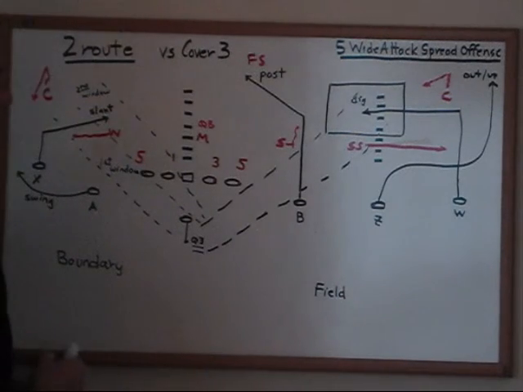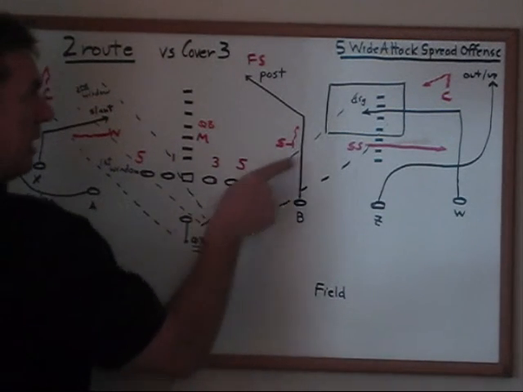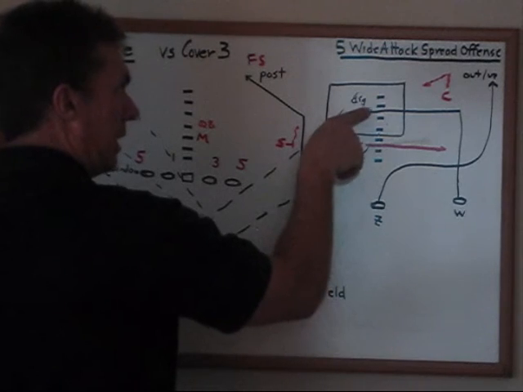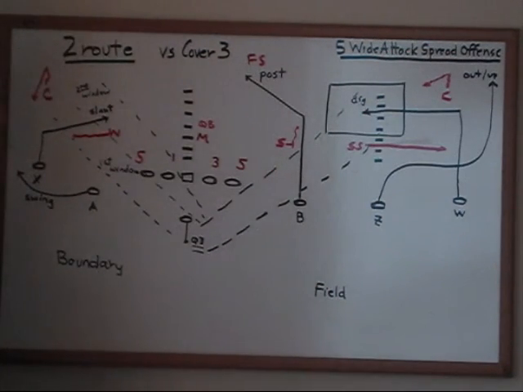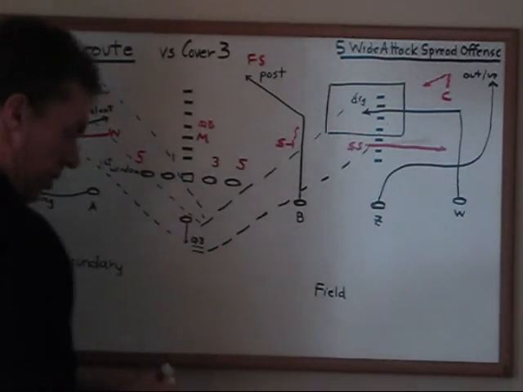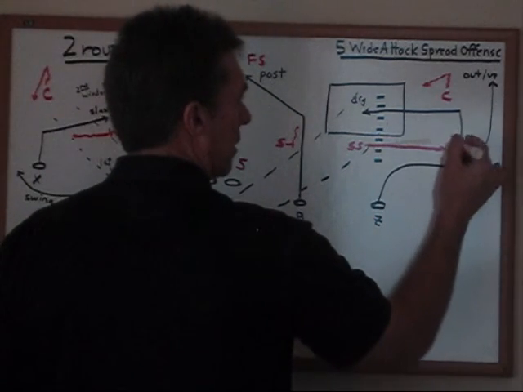So what we're able to do then is we're able to look straight through the dig route. If we see that that corner has come down, then the quarterback knows he can throw that over the top, and while this strong safety is then turned and having to chase the Z.